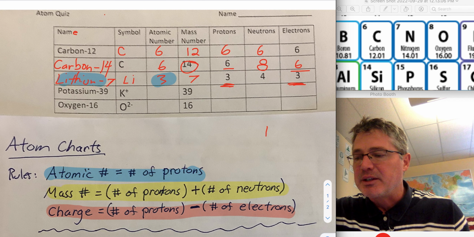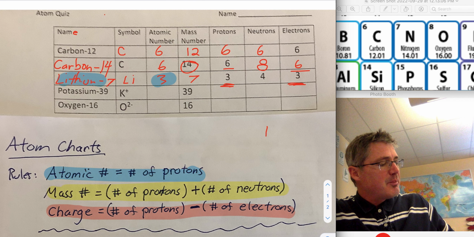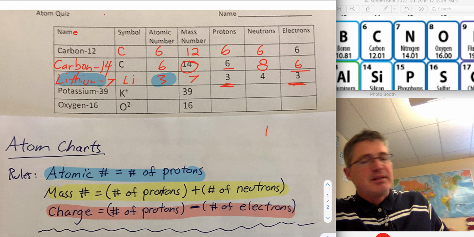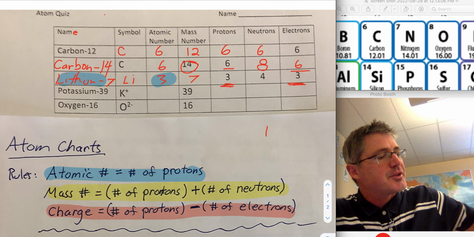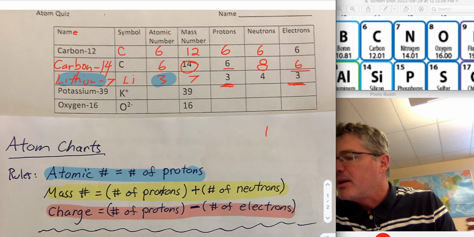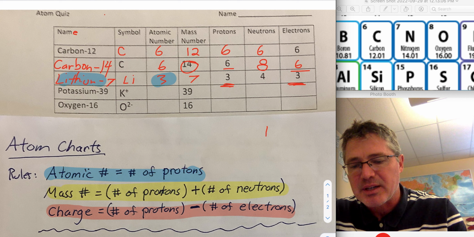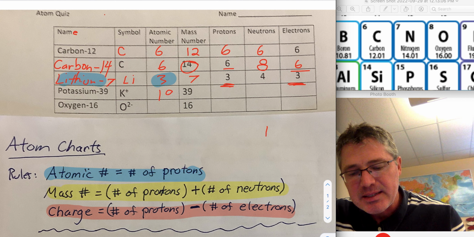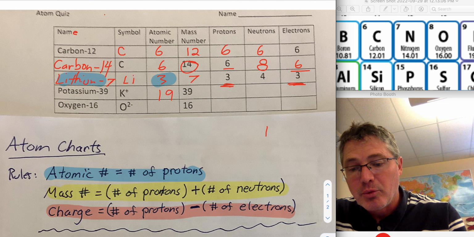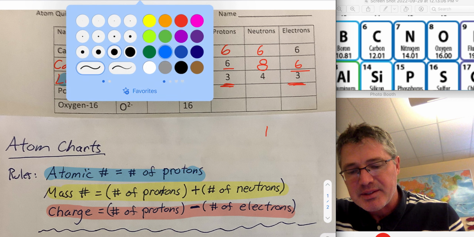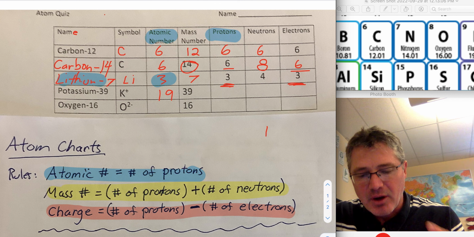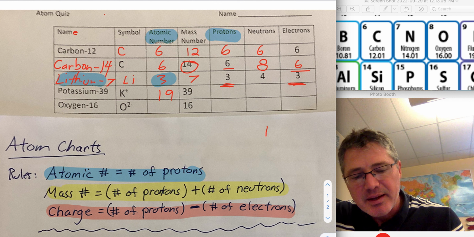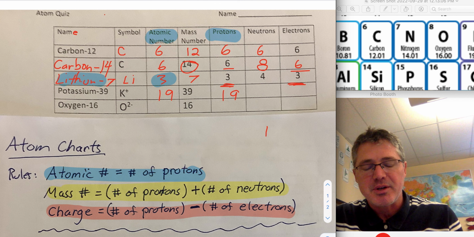So if we take a look at potassium on the periodic table, I find it right here. Remember, that allows me to figure out the atomic number. So I'm going to look at potassium's atomic number, and I'm finding 19. So I'm going to write the number 19. And remember the blue rule right below there says that the atomic number is equal to the number of protons. They're always the same. So I'm going to write that next over here. Those two numbers are going to be the same.